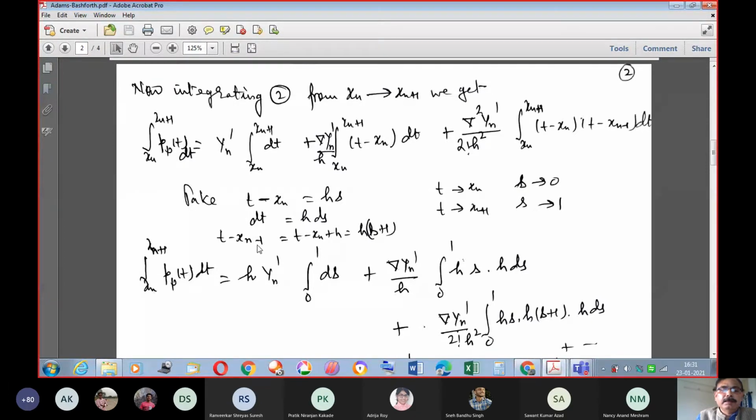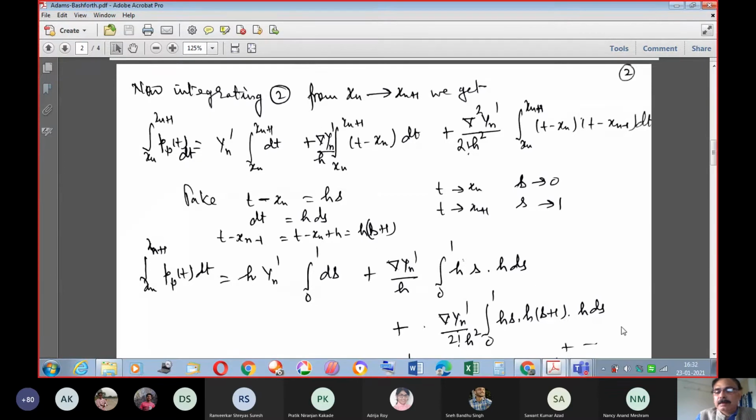So you see that t minus x_n we have taken as hs. So t minus x_{n-1} can be written as t minus x_n. Inside the bracket it should have been minus h, but outside the bracket it will be plus h. So we may write h(s plus 1). So this t minus x_{n-1} will be written as h into (s plus 1).